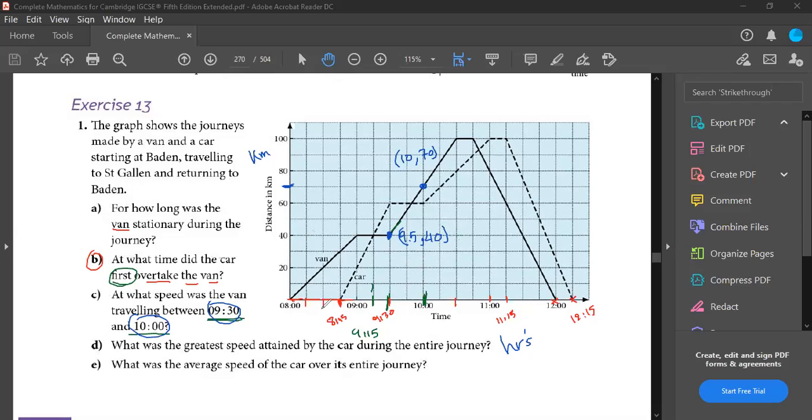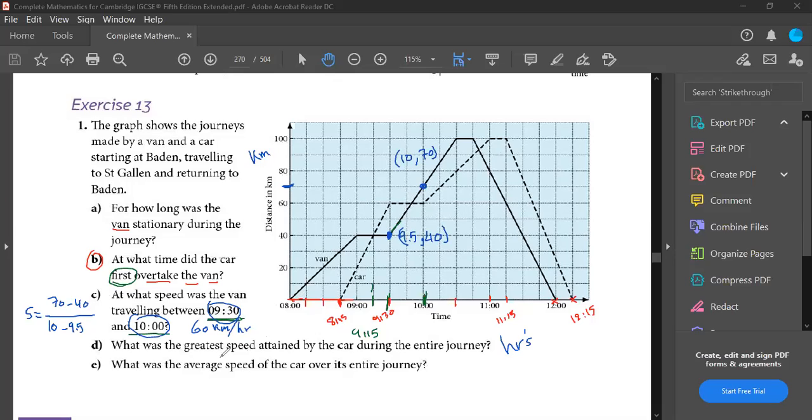So how can we calculate the speed? Okay, y1 is like the gradient. Gradient, exactly. y1 minus y2, 70 minus 40, over 10 minus 9.5. And how much is that, please? It's 30 over 0.5, which is 30 times 2. That's 60. 60 kilometers per hour.